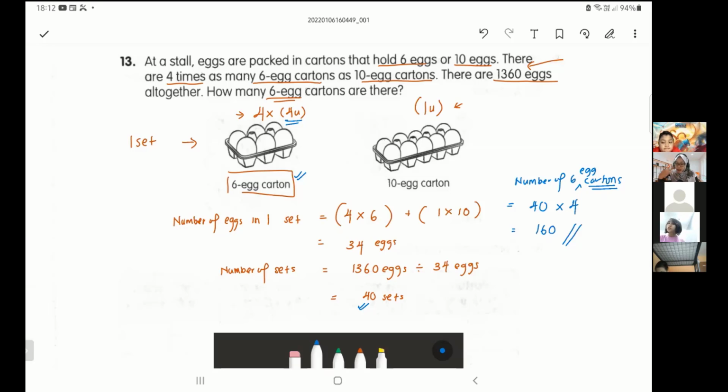I keep on mispronouncing. It is 6 egg cartons, not 6 carton eggs. It's different. 6 carton eggs means the number of eggs. 6 egg cartons means the number of cartons. Okay, that's what the question wants.